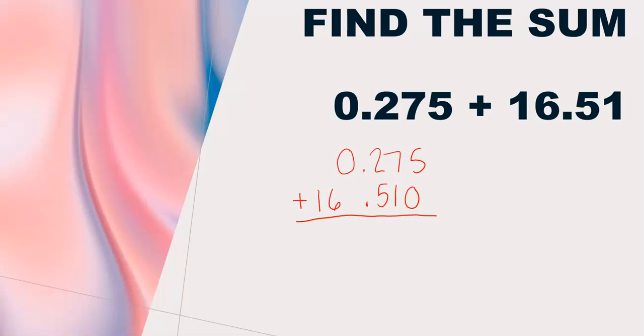5 plus 0 is 5. 7 plus 1 is 8. 2 plus 5 is 7. We bring that decimal point down. And then we have 0 plus 6 is 6. Bring that 1 down. And we have 16.785 for our sum.